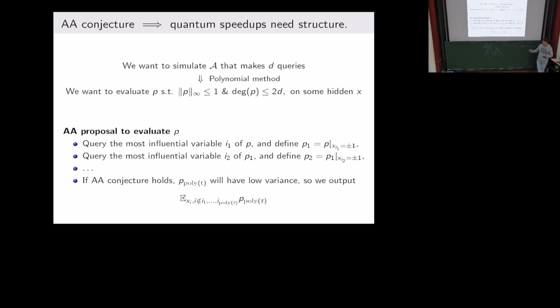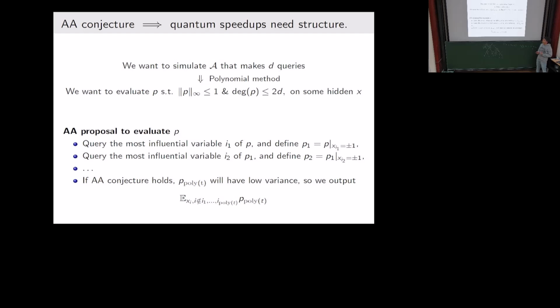So if the Aaronson-Ambainis conjecture is true, then we just need a polynomial number of iterations of this process of query and restriction. Okay? So is this clear? Is it clear that Aaronson-Ambainis would imply that you can simulate quantum algorithms with only polynomial overhead? Okay.